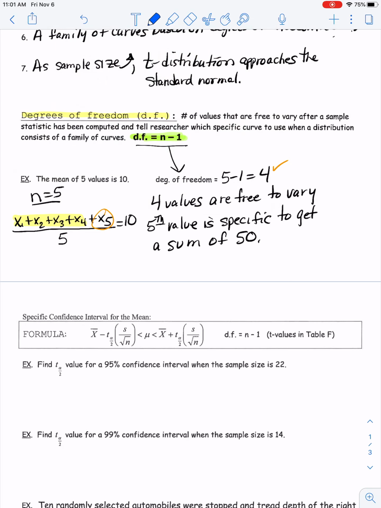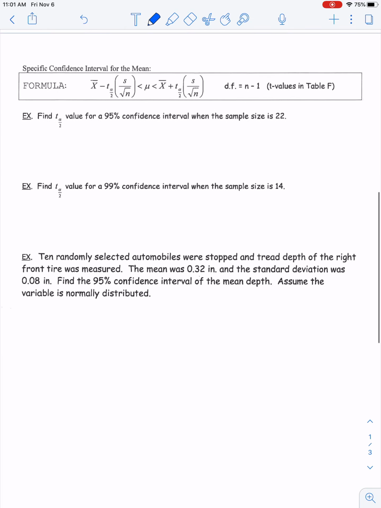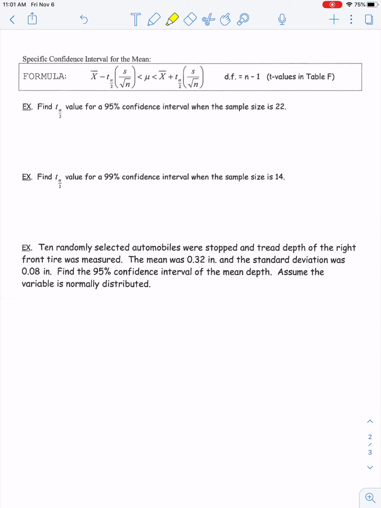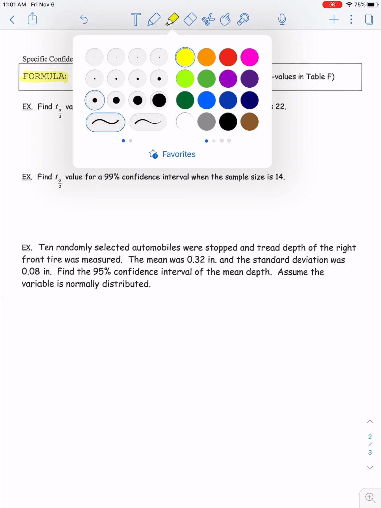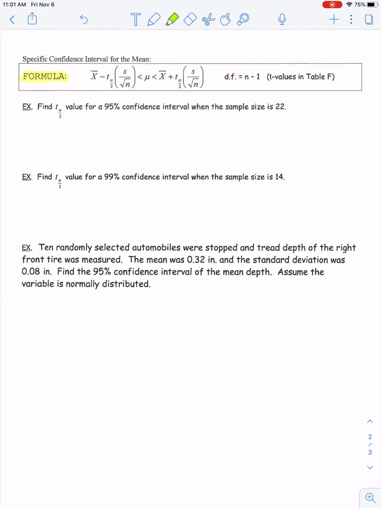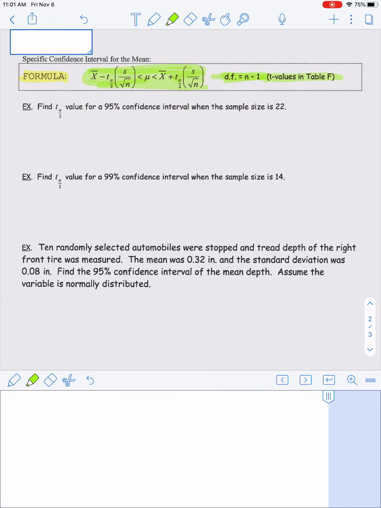All right, so next up, let's go on down the page here a little bit. Formula for confidence interval of the mean, this time tiny, or t-distribution. Again, you'll want to put this on your formula sheet. It includes the idea of degrees of freedom. So let's take a look and see what's going on here. It says find t alpha over 2 value for a 95% confidence interval.